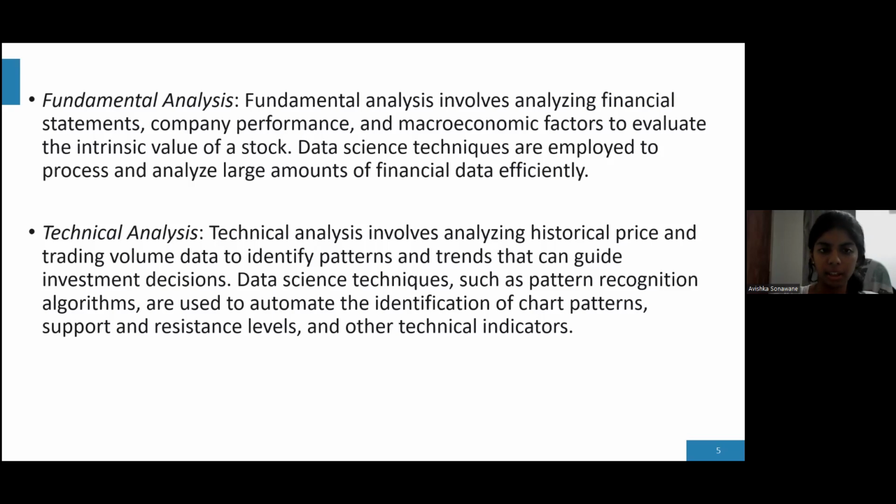Technical analysis. Technical analysis involves analyzing historical price and trading volume data to identify patterns and trends that can guide investment decisions. Data science techniques such as pattern recognition algorithms are used to automate the identification of chart patterns, support and resistance levels, and other technical indicators.